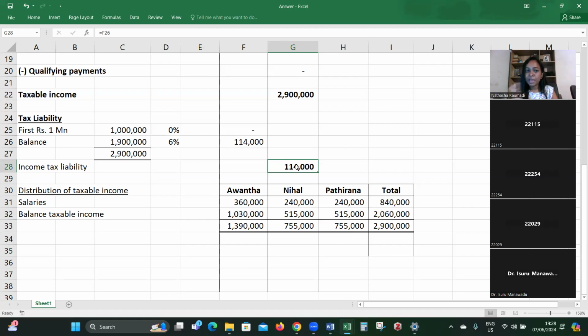So we have to calculate those amounts. How much can Mr. Avanta claim as tax credit? How much can Mr. Nihal claim? So take tax credits. This is for our future reference, because we have to know the tax credit of Mr. Avantha when we are calculating his income tax computation. So what is the total again?